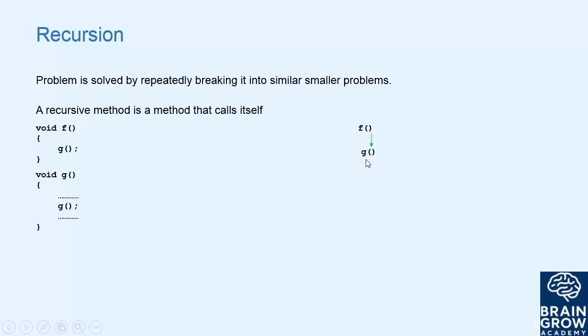So this F calls G, again G is called, again G is called, and it seems that this process will continue forever. But in practice, recursive methods are written in such a way that at some point recursion terminates and method calls start returning. The case in which this method will not be calling itself is the base case. Now we'll see how to write recursive methods.